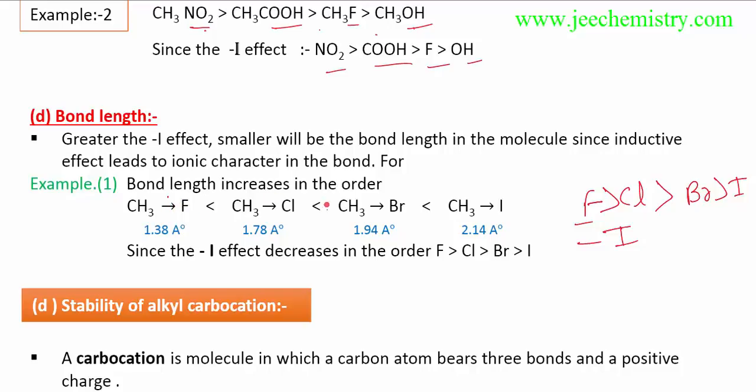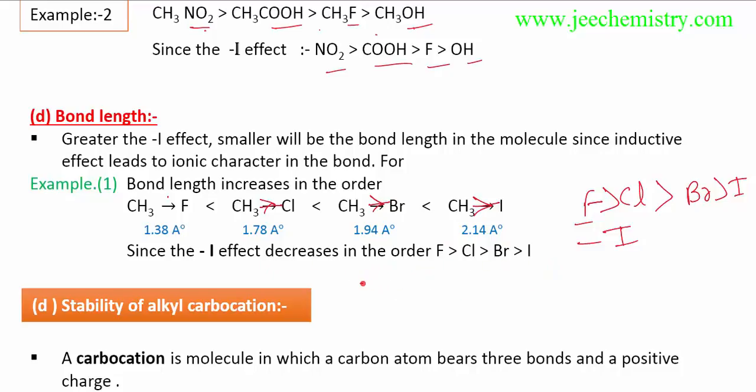Here this is shown. Actually it will not be like this, it will be like this, with the minus I effect. So it will attract more and more electrons towards this. That's why the bond length decreases. So the more the minus I effect, the smaller the bond length. Fluorine has a greater I effect than chlorine, bromine, iodine, but it has a smaller bond length: 1.38 angstrom, whereas this is 1.78 angstrom, 1.94, 2.14.